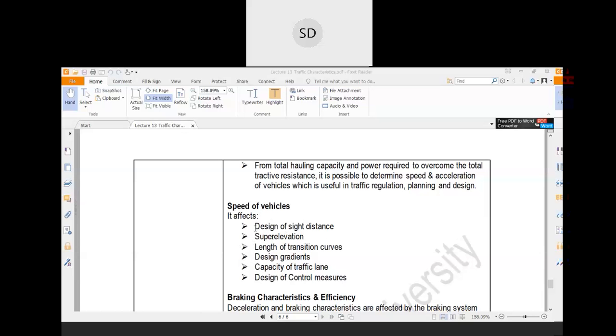Similarly, for the overtaking sight distance also, your speed is required. For the super elevation design also, the formula was e plus f equal to V square by gR. In that case also, your speed is required. And in case of extra widening of the pavement, there also speed is required. So in all the design parameters or geometric parameters, speed is a very important parameter.